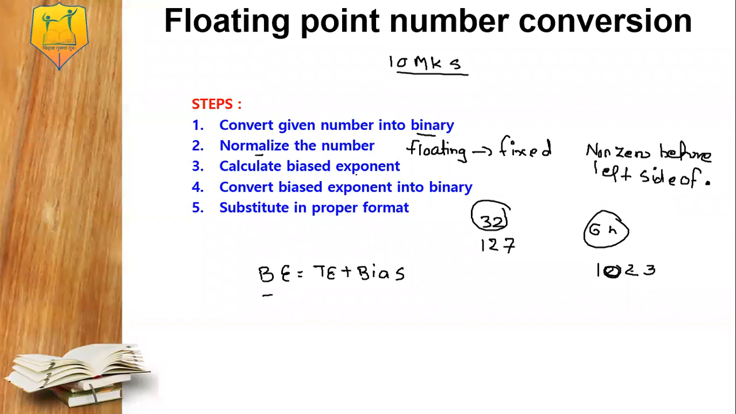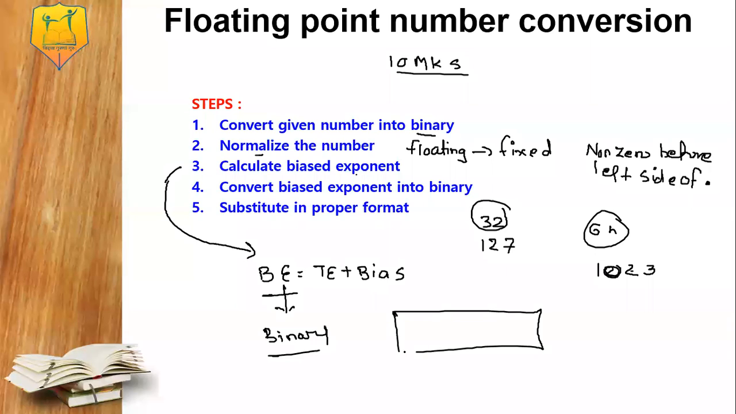Okay, once I calculate the biased exponent, I have to convert this biased exponent into binary form and substitute it in your proper format, that is the same SEM format. Understood, guys? So this is the actual procedure that you have to follow to convert your decimal number into the floating point number.